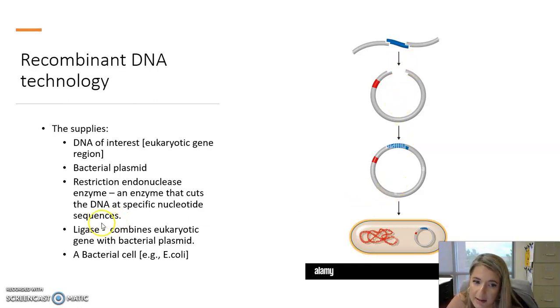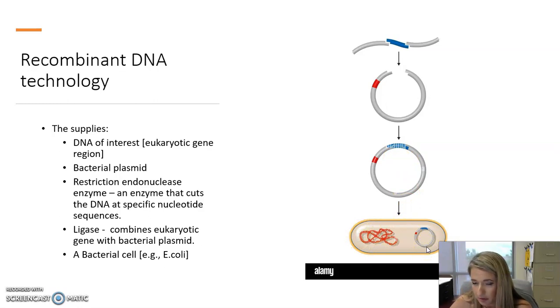So the next enzyme, ligase, is an enzyme that can fuse the human DNA with the bacterial DNA to make our complete recombinant DNA plasmid. So ligase would be used as a glue for that fusion. And then all you need is a bacterial cell. So this recombinant DNA plasmid would get absorbed by a bacterial cell.